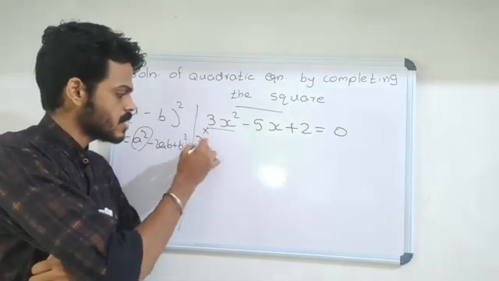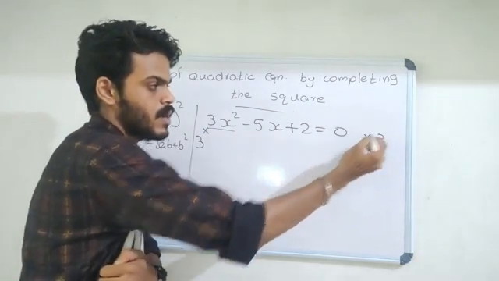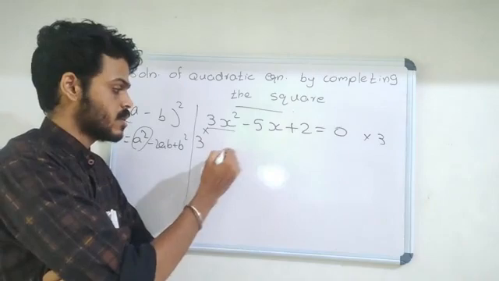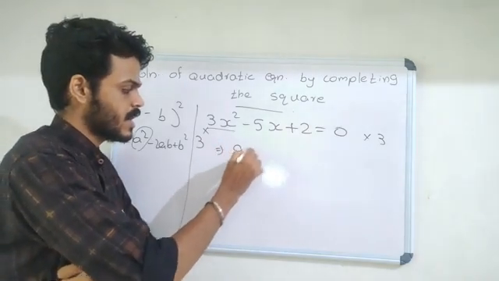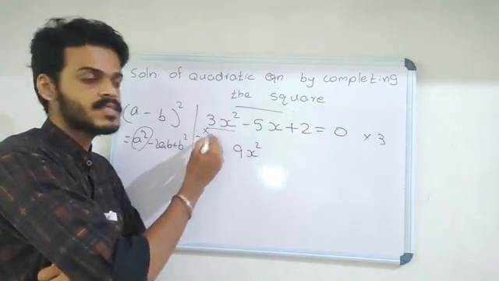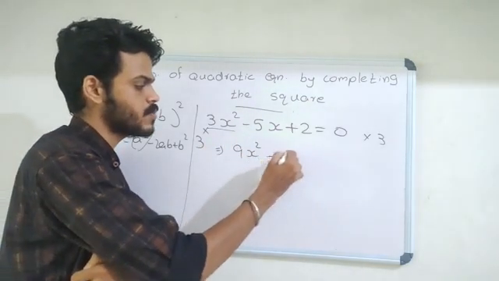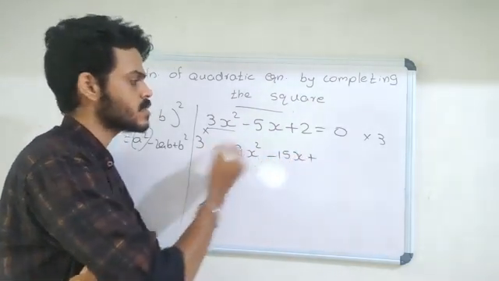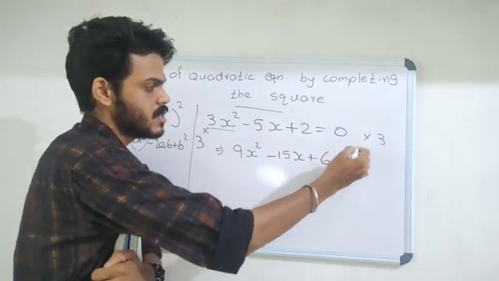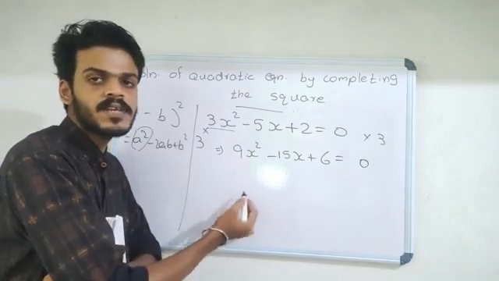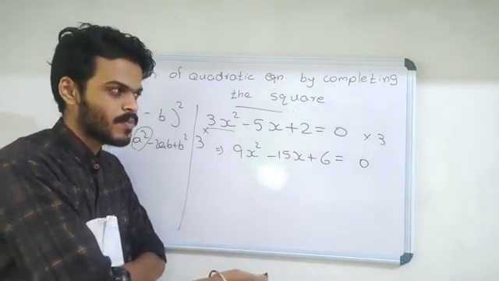ഓക്കെ, അപ്പൊ 3 കൊണ്ട് മൾട്ടിപ്ലൈ ചെയ്യുക. Do multiplication by 3 on both LHS and RHS. Now it will change to 9x square. We have to multiply this 3 with all terms. Okay, so 9x square minus 3 into 5, that is 15x, plus 2 into 3, that is 6, is equal to, right answer will be 0. Okay, so 9x square minus 15x plus 6 is equal to 0.